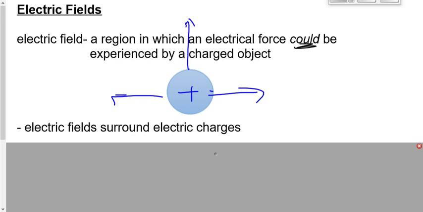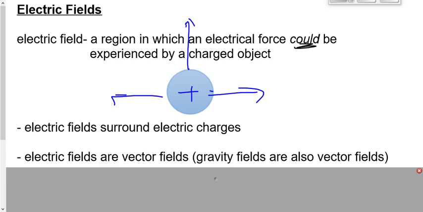So electric fields surround electric charges. Whether it's a positive charge or a negative charge, it surrounds electric charges. Electric fields are vector fields because they have a direction associated with them, right? We said it's inward if it's a negative producer, or it's outward if it's a positive producer. Gravity fields are also vector fields, by the way, because they also have a direction associated with them. Always inward, always toward the mass that causes the field.